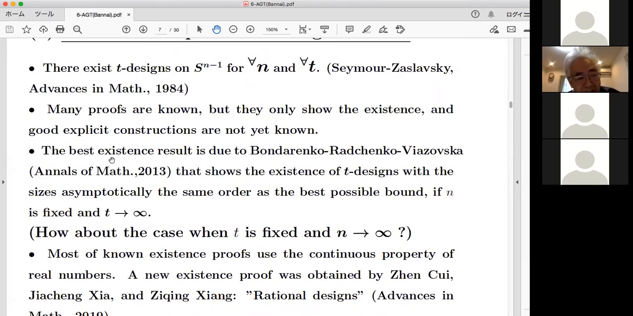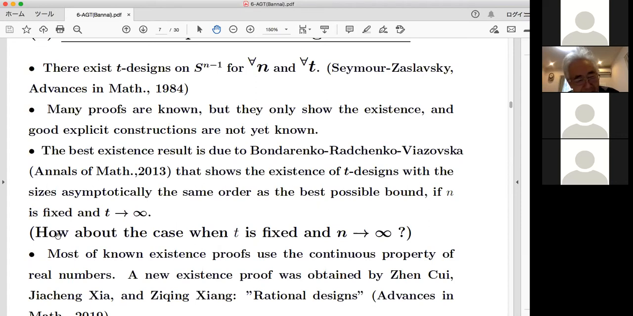The best existence result is due to Bondarenko, Radchenko, and Viazovska. It was published in the Annals of Mathematics in 2013. That shows the existence of t-designs with sizes asymptotically the same order as the best possible bound. In particular, if the dimension n is fixed and t goes to infinity, this is the best existence result.